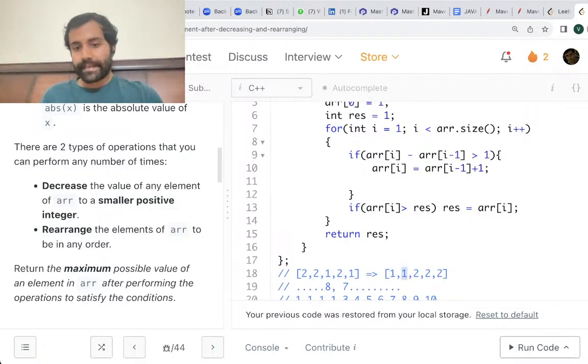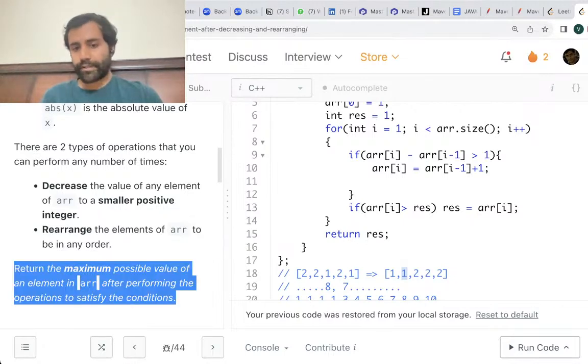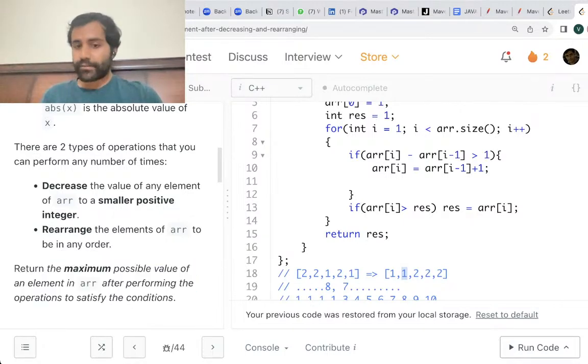Now if you look at the second element, it's a sorted array, right? The second element is 1. Would you want to change it to something smaller than 1? The answer is no, because if you change it to anything smaller than 1, that is of no use to you. You want to maximize the possible value, and if you change it to something smaller than 1, it is going to be 0, but only positive integers are allowed, right? So what we can do is let it remain as it is.